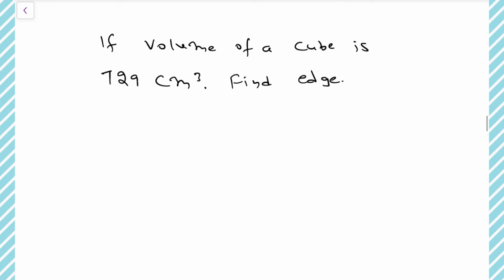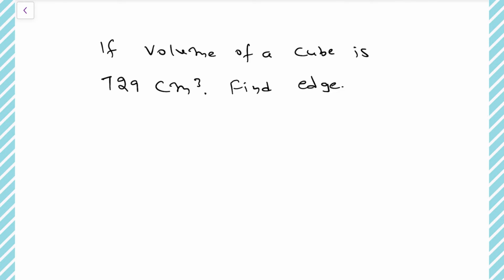Next, if the volume of a cube is 729 centimeter cube, then find the edge of the cube. So the volume of a cube formula is equal to a cube, right? Then this a cube is given as 729. So a cube is equal to which number cube is 729? That is 9 cube. So the edge of the cube will be 9 centimeters.